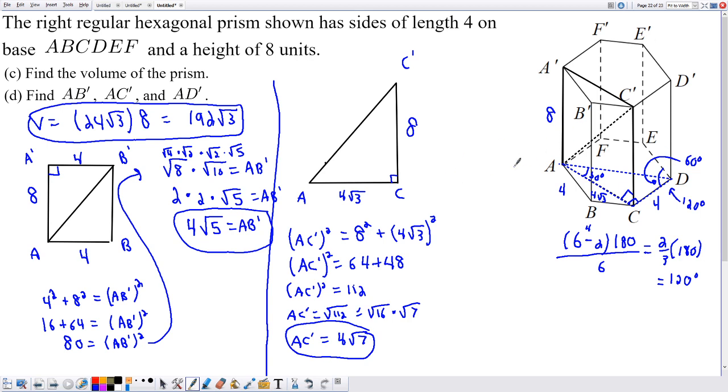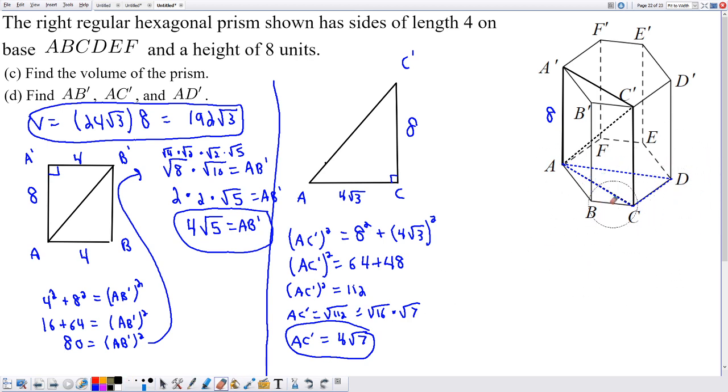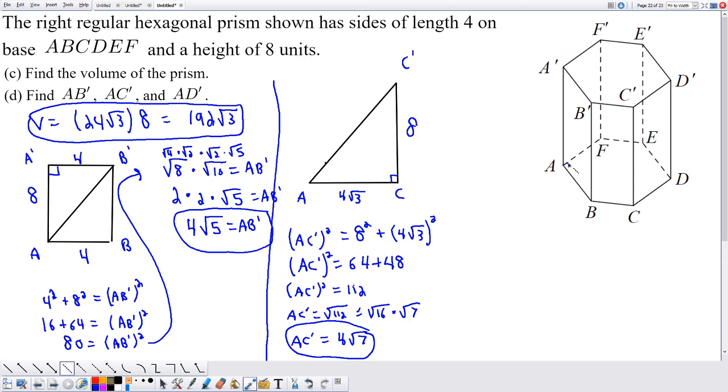We want to find now A to D prime. So let's clear off some of the space that we've worked with over here. This is definitely one of the more complex problems we've worked with. Now, A to D prime. So, connecting that, that would be the space diagonal of this hexagonal prism. How could we possibly find that?